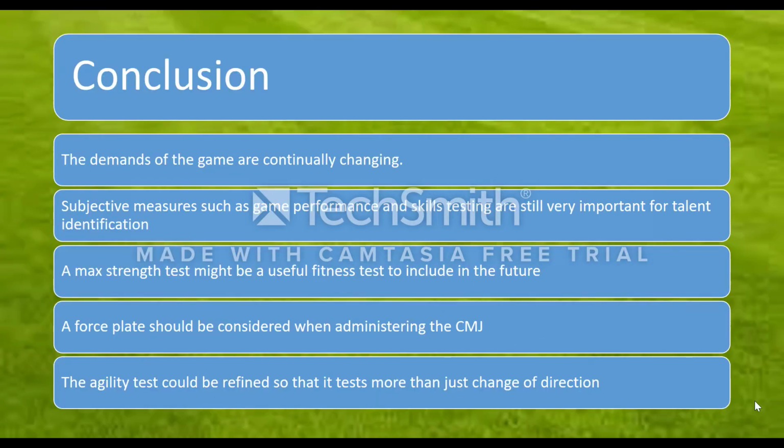When administering the counter movement jump, I believe the AFL should consider the use of a force plate. When using a force plate, excellent kinetic and kinematic values can be gained. This can then guide training into the future.